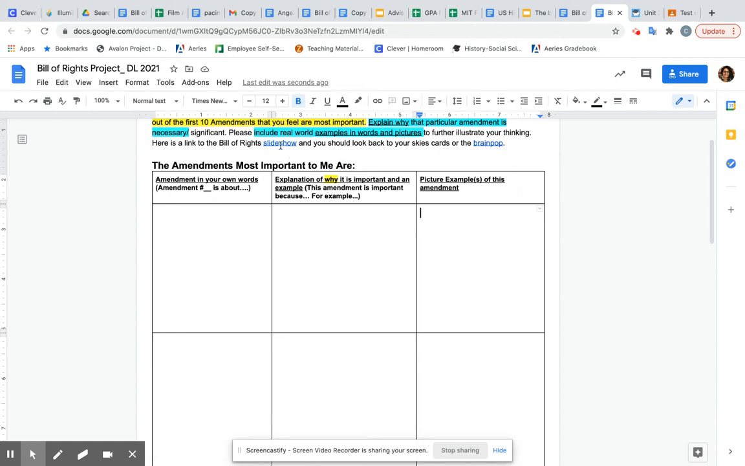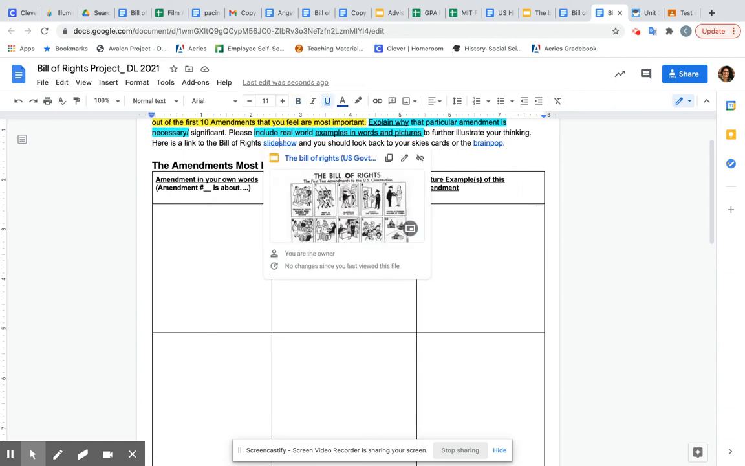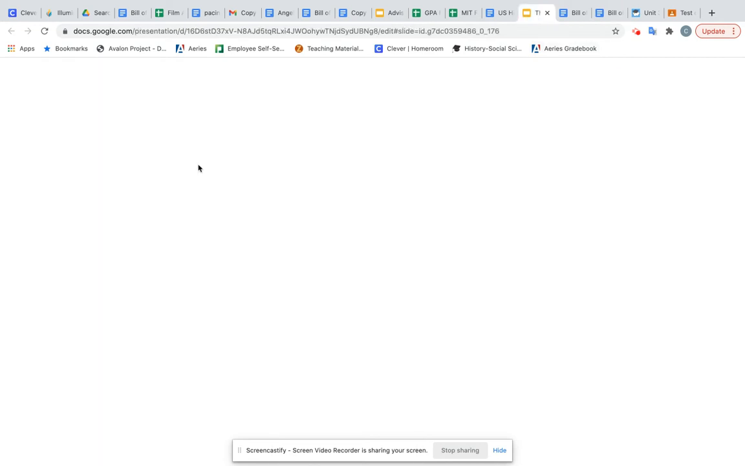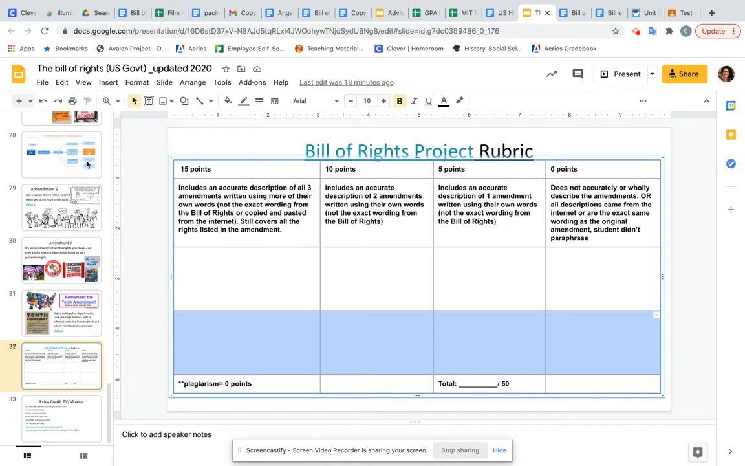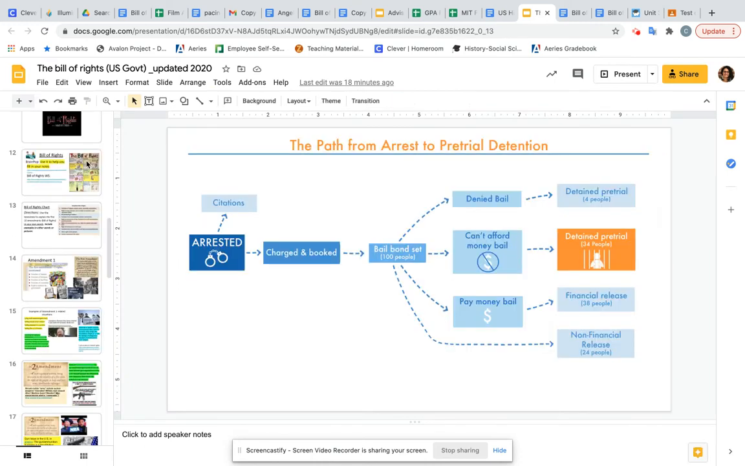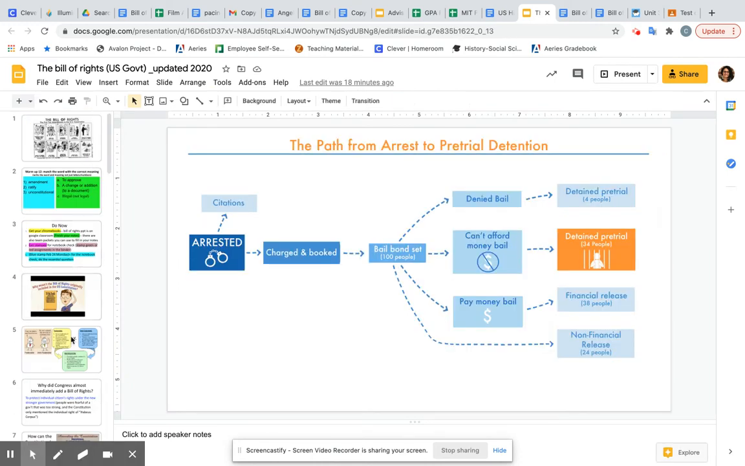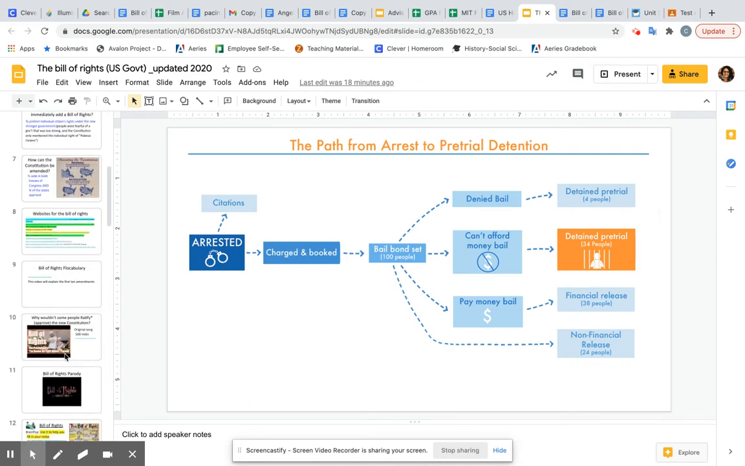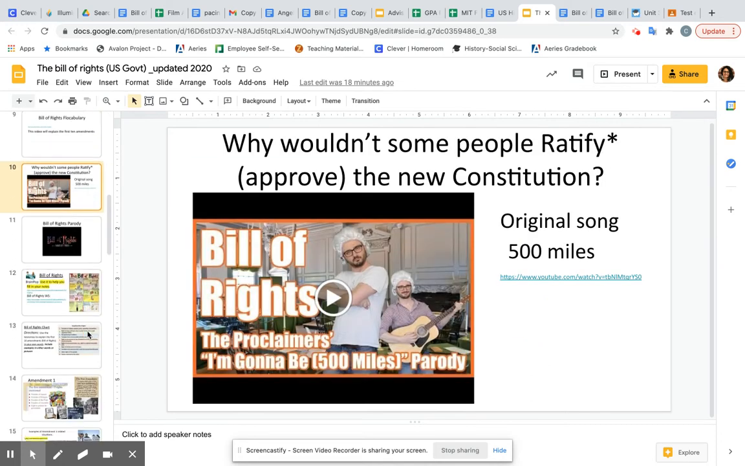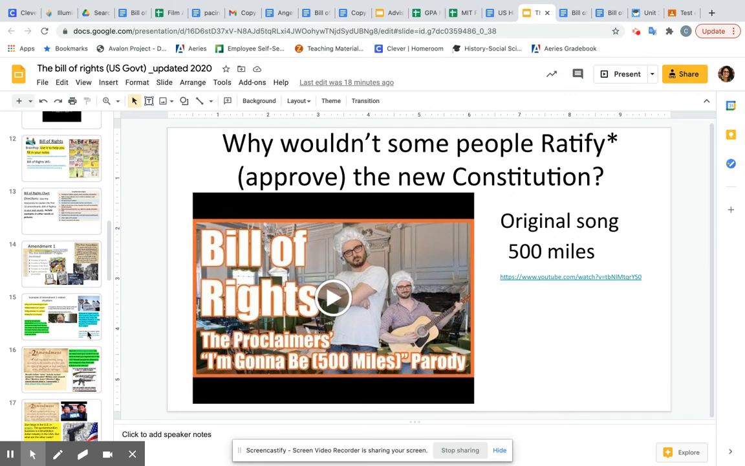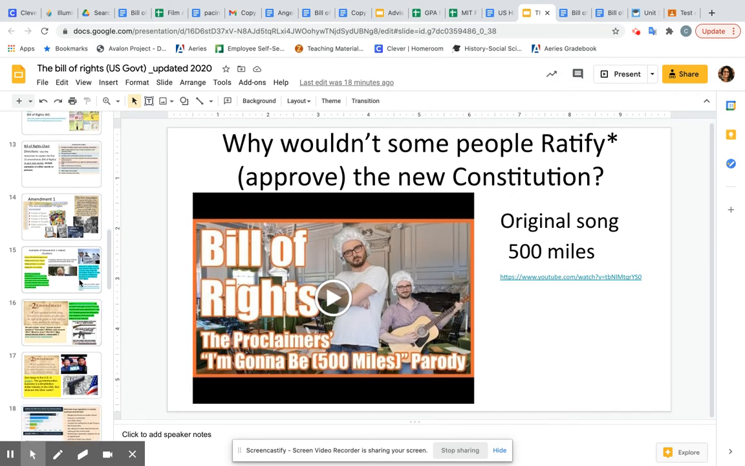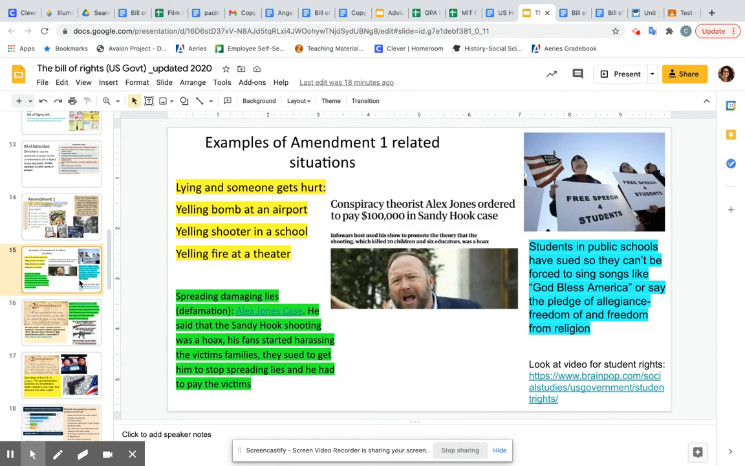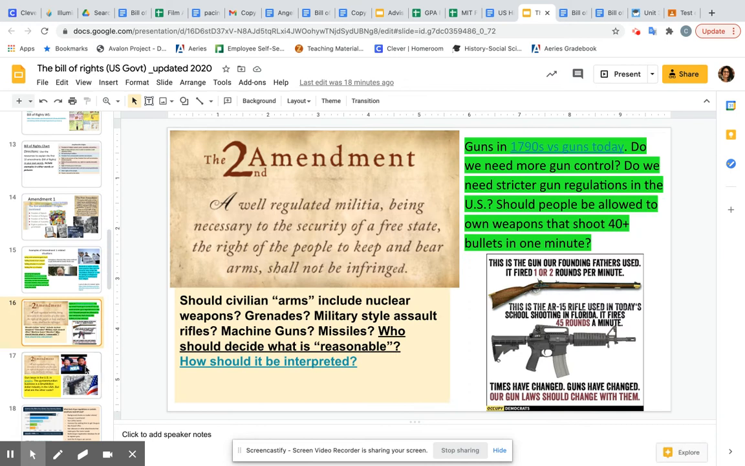Now, also, there is a link to the slideshow for the Bill of Rights. And within that slideshow, every single one of the amendments has videos linked in. And, of course, there's like extra videos in there, but specific to each one of the amendments, there's videos, there's extra examples for you guys.